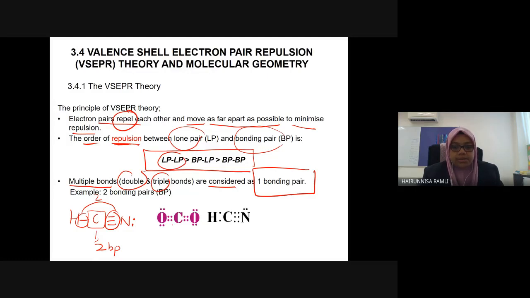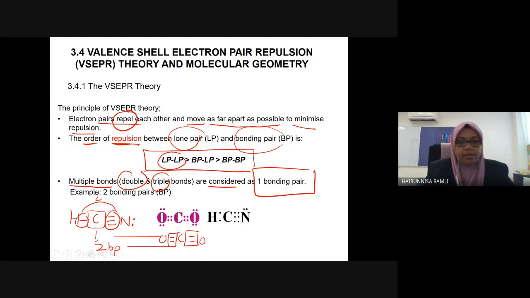Okay. So macam contoh CO2. CO2 dia macam ni. So this carbon for CO2 also have two bonding pairs, bukan empat tapi dua. Okay. First you kena fahamkan benda tu dulu.